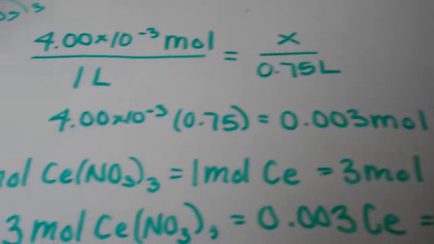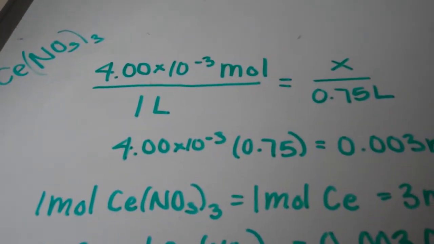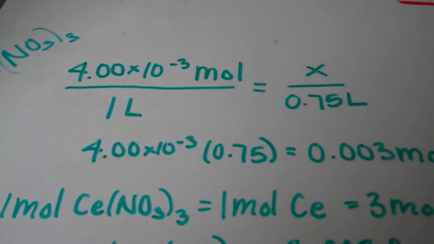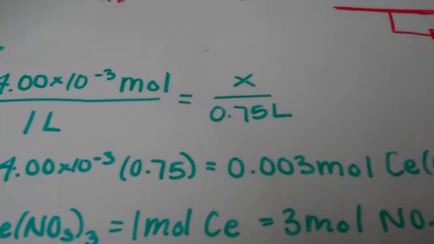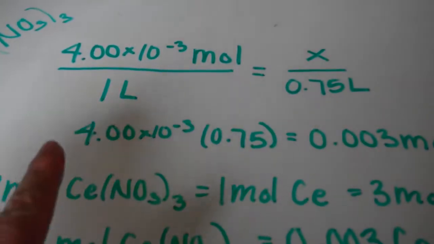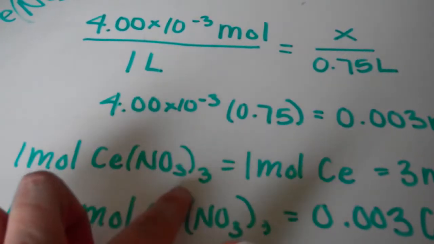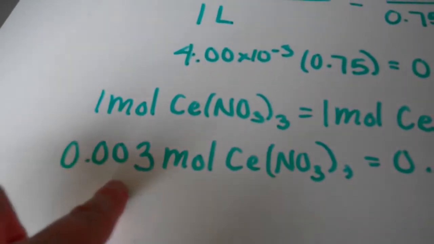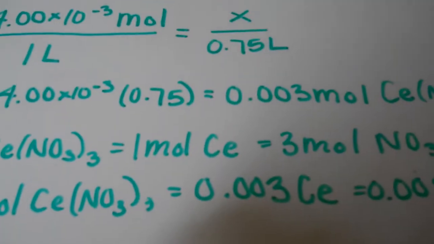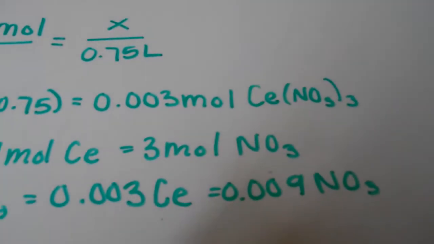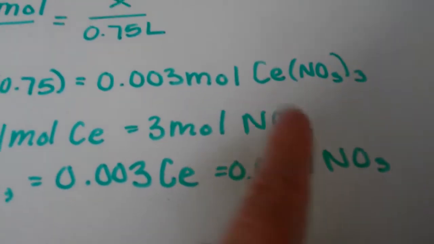Once we do this, we have to then look at the relationship between the moles of everything. So 1 mole of CeNO3 equals 1 mole of Ce and 3 moles of NO3. This is because if we look here and here, we have 1 of these and we have 3 of these, so therefore 1 mole and 3 moles. So we're going to take the number of moles we have here and multiply it by 1 to get Ce and multiply it by 3 to get NO3. So let's go ahead and continue doing that on our next part.